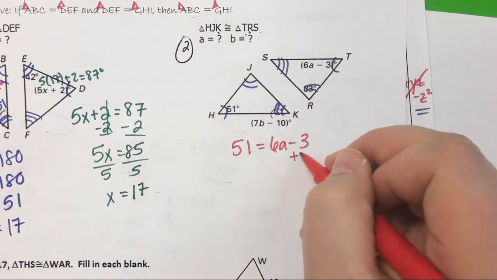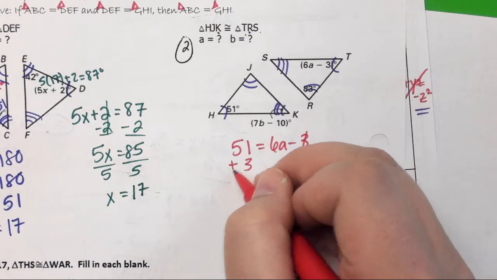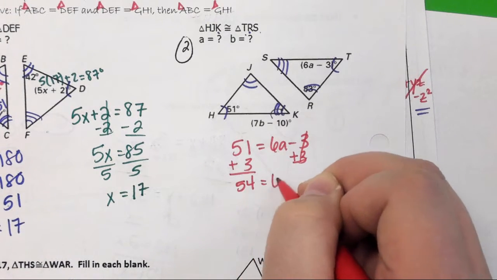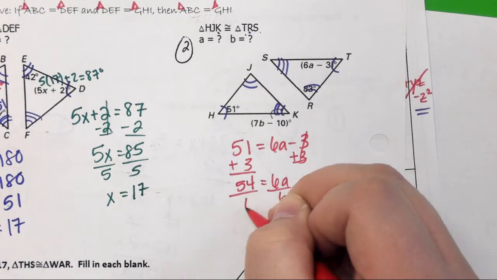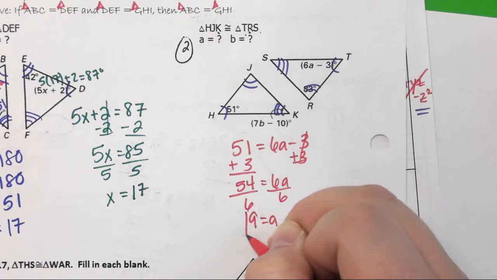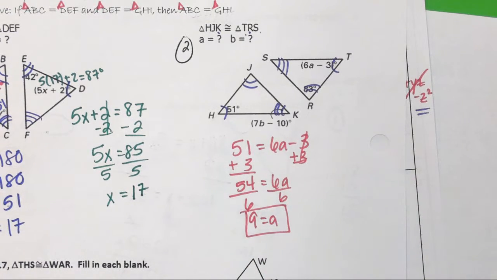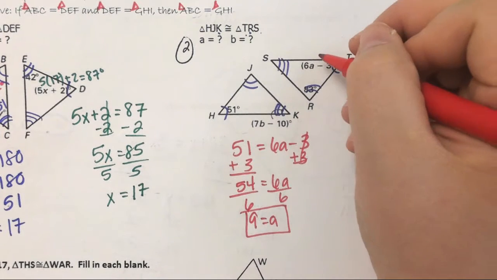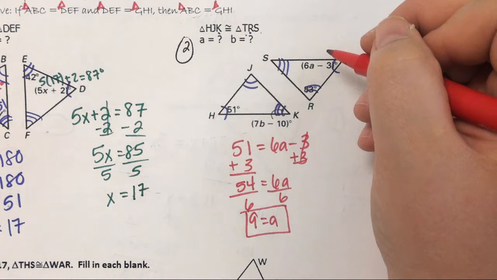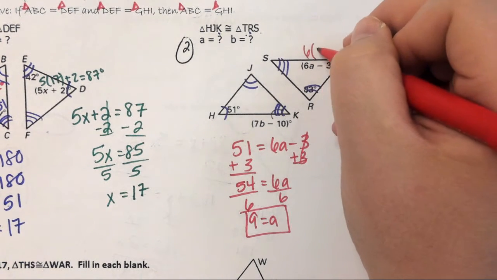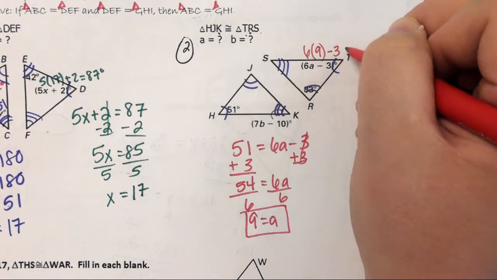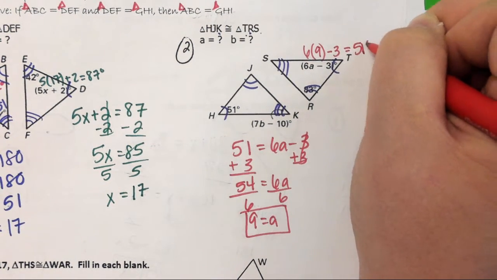So if I add 3, I get 54 equals 6A. If I divide by 6, I get 9 equals A. I could, of course, plug it in and make sure. 6 times 9 minus 3, 54 minus 3. Hey, that is 51. So I know I'm right.